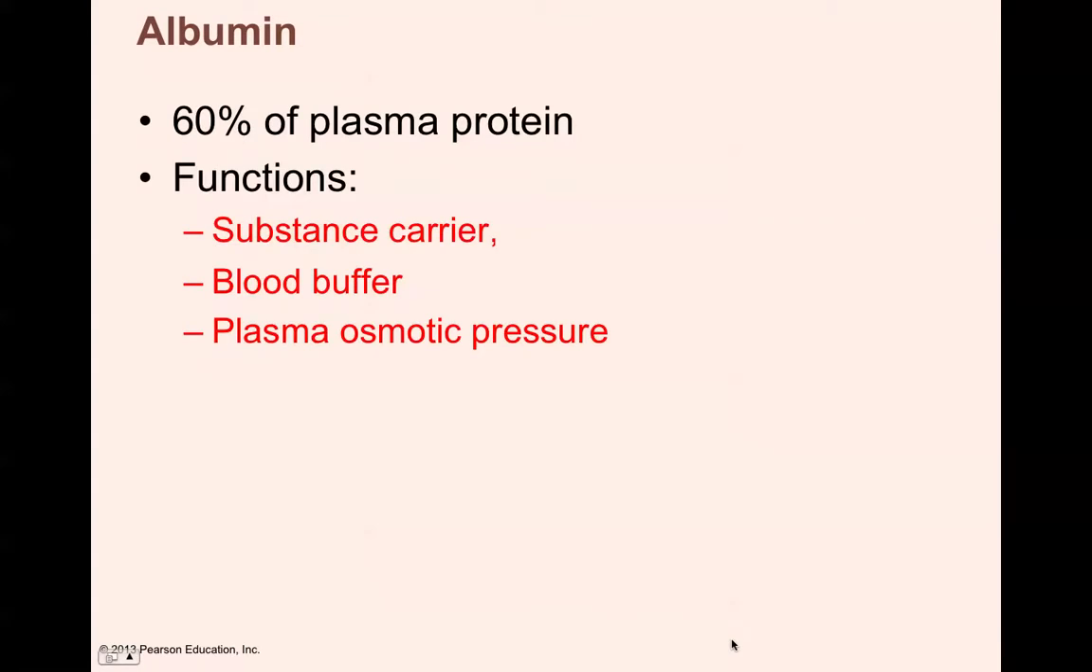Okay, this is a little bit of a close-up to albumin. Again, it's 60% of plasma protein. What does it do? It is a substance carrier, it's a blood buffer, and it also serves to maintain osmotic pressure in the bloodstream, plasma osmotic pressure.